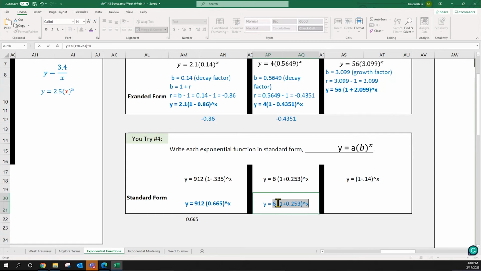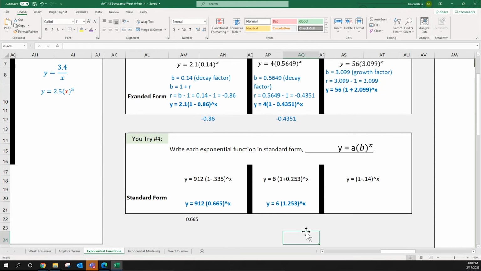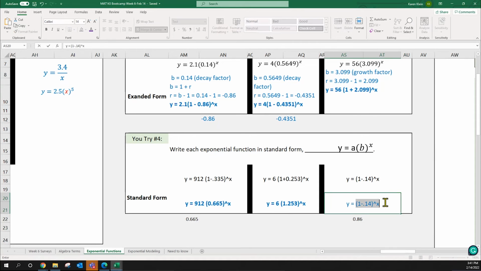This one, I have 6 times 1.253 raised to the power x. And I'll have to do a small calculation for this one. I have 1 minus 0.14. So here we have y equals, and I have no leading coefficient that's explicitly written out. So by default, we know that's a 1. So inside of our parentheses, we have 0.86, and that's raised to the power x.